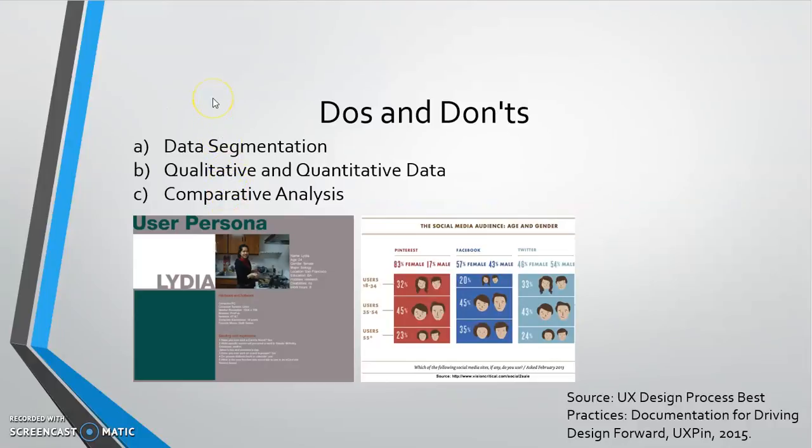There are three do or don'ts in a user persona. Always use data segmentation. For example, if you have various user persona, you can segment them, you can categorize them according to certain criteria or attribute. Use qualitative and quantitative data and do comparative analysis. This will give you a better understanding in terms of the user requirement.